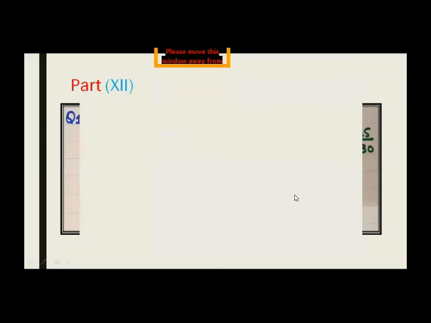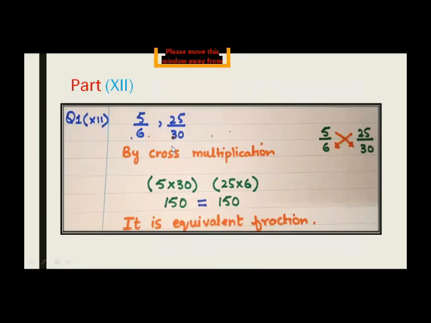Now this is part 12. What you will do here is cross multiply. Cross multiply means you will multiply this 5 with 30 and 6 with 25. When you multiply 5 with 30, you will get 150. When you multiply 6 with 25, you will get 150. So in this pair, no fraction is greater. They both are equivalent fractions. Or you may cancel: 5 5s are 25, 5 6s are 30, so 5 upon 6, 5 upon 6. So these are equivalent fractions; no fraction is greater.